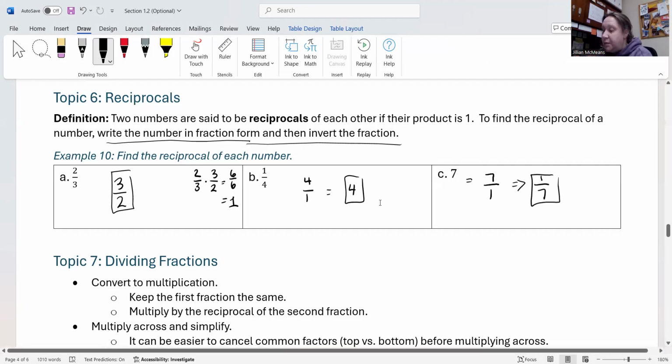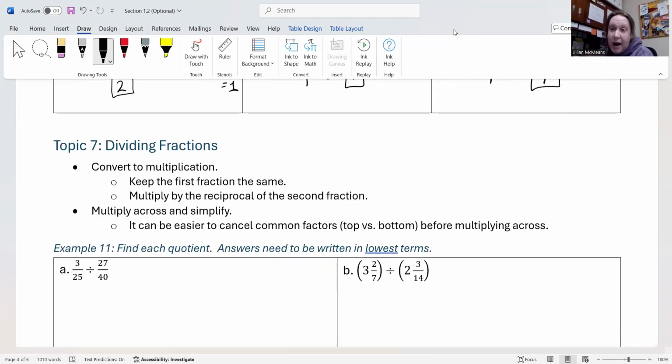So moving on to topic 7, dividing fractions. Turns out we don't know how to divide fractions, but we sure definitely know how to multiply fractions. We just learned that in the previous video. So what we can do is convert division of fractions into multiplication. It's really pretty simple. To convert division to multiplication, you keep the first fraction the same, and then you multiply by the reciprocal of the second number, okay? That's why we have to learn topic 6, which is reciprocals. So you keep the first fraction the same, and then multiply by the reciprocal of the second fraction.